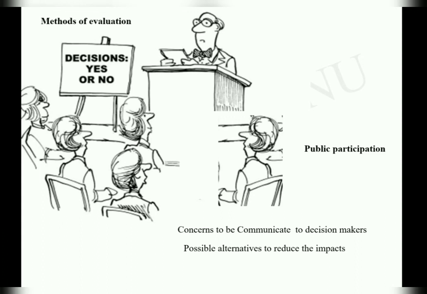These concerns are communicated to the decision makers of the project, and they will discuss these issues and come up with solutions or possible alternatives that can be done in the project design or in the project implementation, to reduce the impacts due to that particular action or activity. So these are the main three general classifications of impacts in the full scale EIA.